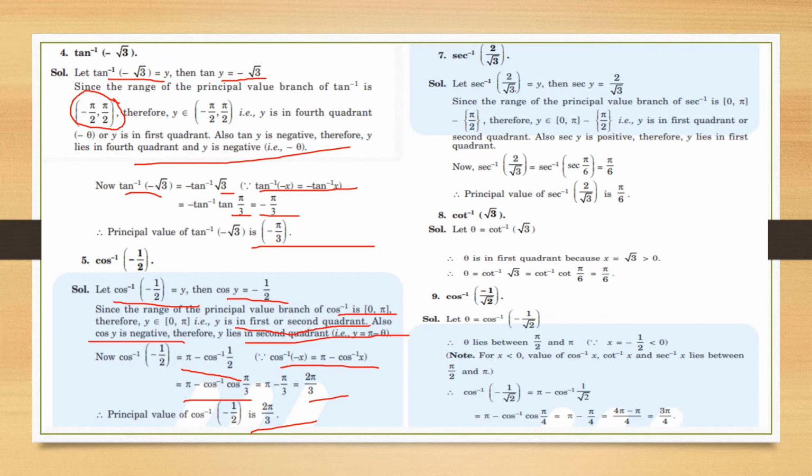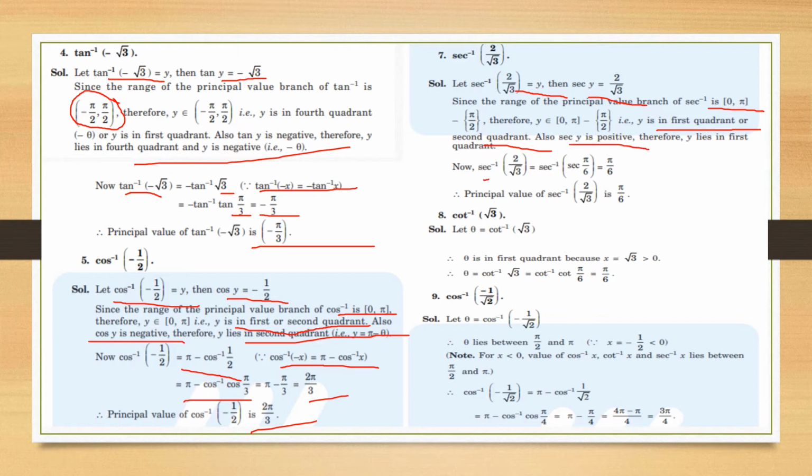equal to y. So that gives me secant y is 2 by root 3. Now the principal value branch of secant inverse is the closed interval 0 to pi except pi by 2. Okay, so that means my y is either in the first quadrant or in the second quadrant, right? But since secant y is positive, y is in the first quadrant only.